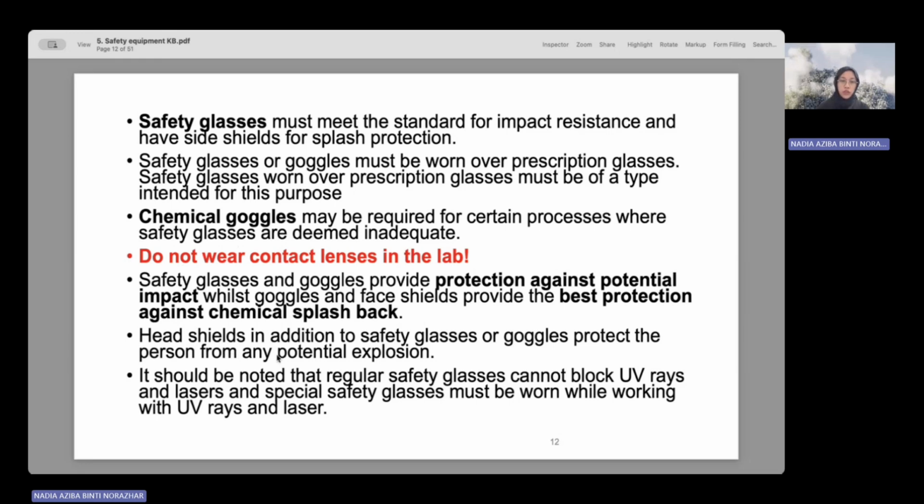It should be noted that regular safety glasses cannot block UV rays and lasers, and special safety glasses must be worn while working with UV rays and laser. So this explains that depending on the setting we're working in, or the experiment that we are working with, we should carefully select the type of goggles that is suitable to be worn.